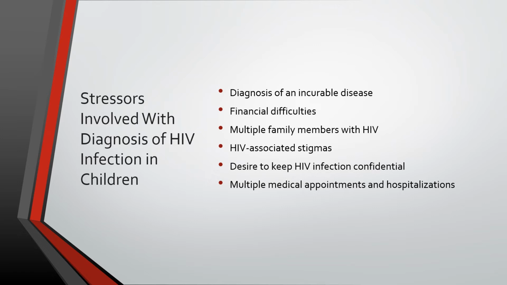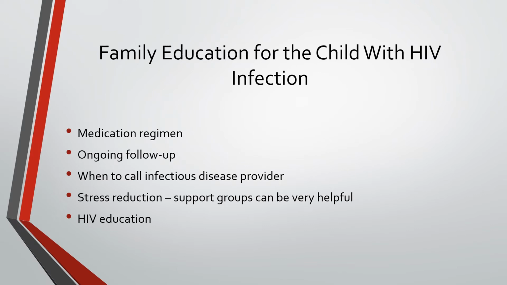So sometimes the other big stressor with families is, when do we tell the children, right? If it's a patient that's born with HIV, at what point do we tell them about this diagnosis? Additional family education that we can think about is, again, that medication regimen and making sure that they are staying on top of it to help in the progression of the disease process. There's going to be ongoing follow-up, so we need to make sure we're reassuring our family when to call the provider.